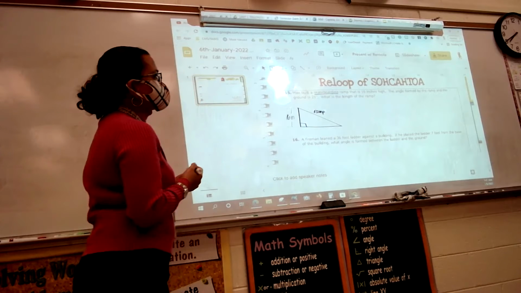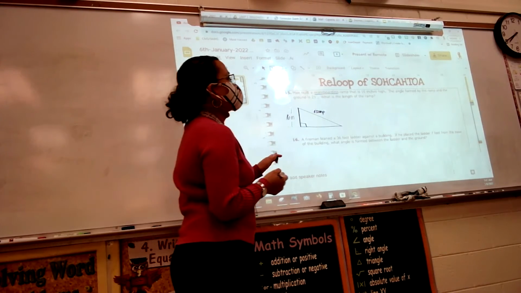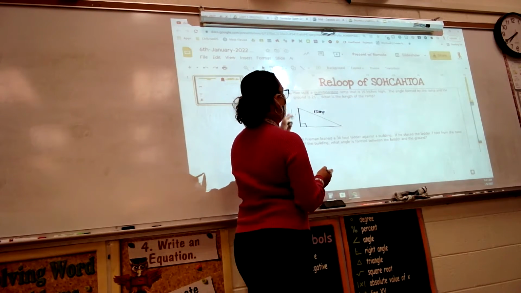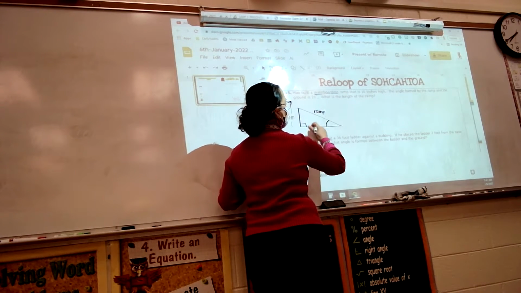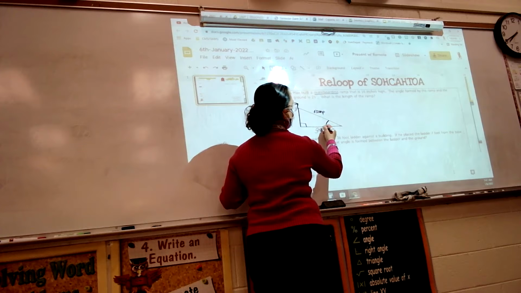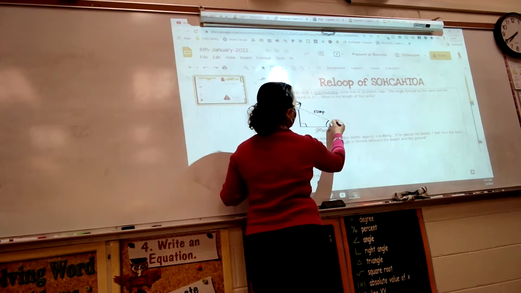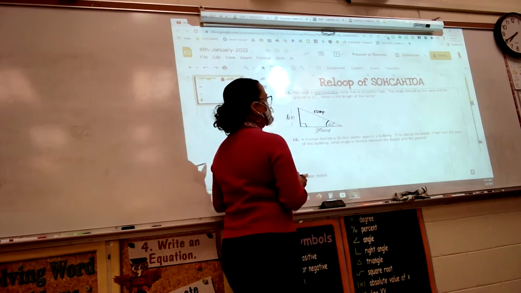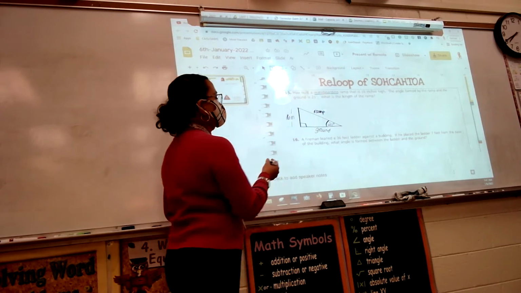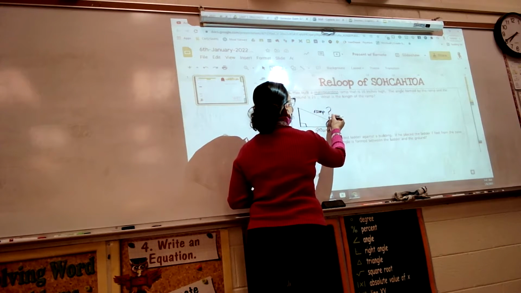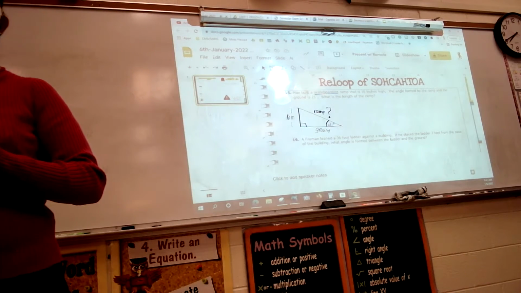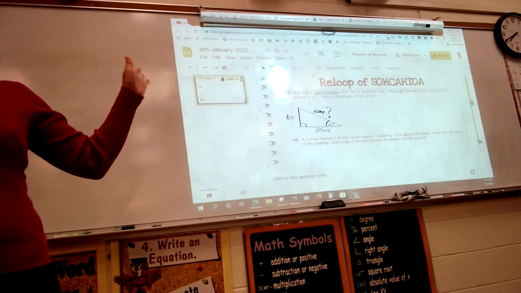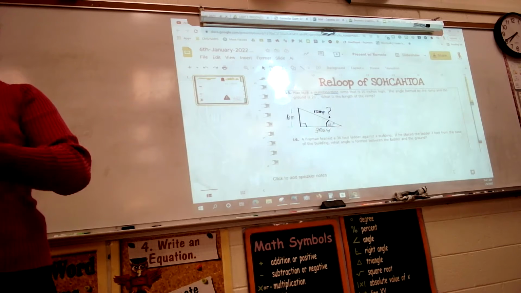Alright, that's 16 inches. Now, the angle formed by the ramp and the ground, this is the ground, is 21 degrees. So what's the length of the ramp? So we are looking for this measure. Does it make sense to you? Do you understand how to chunk the word problem?